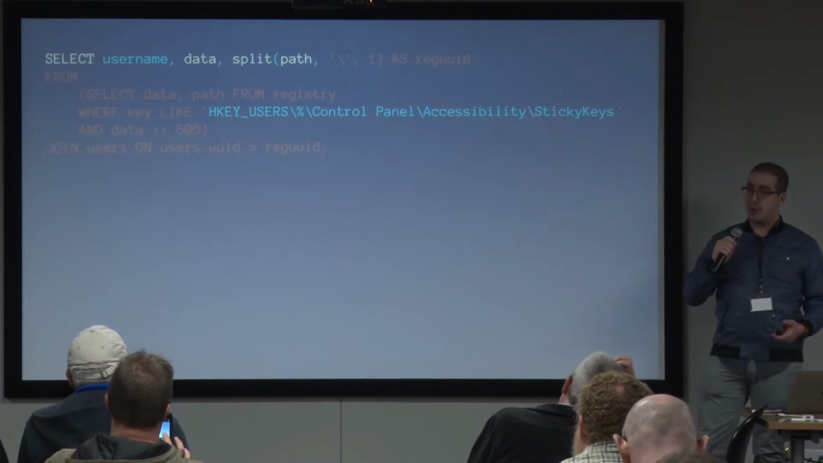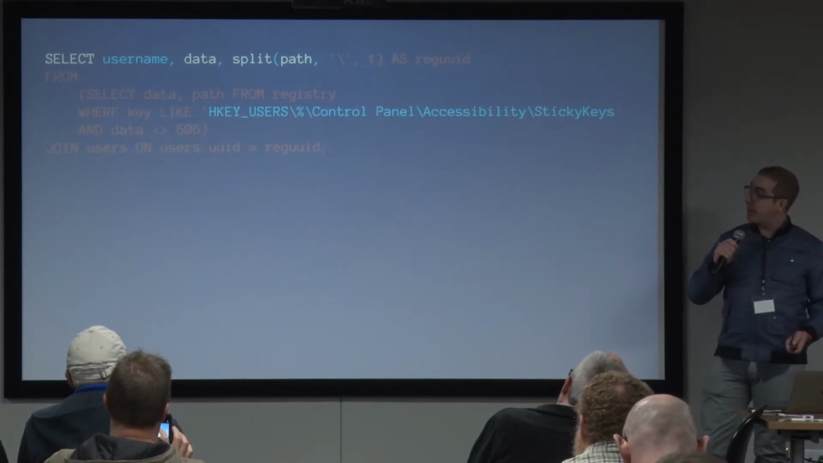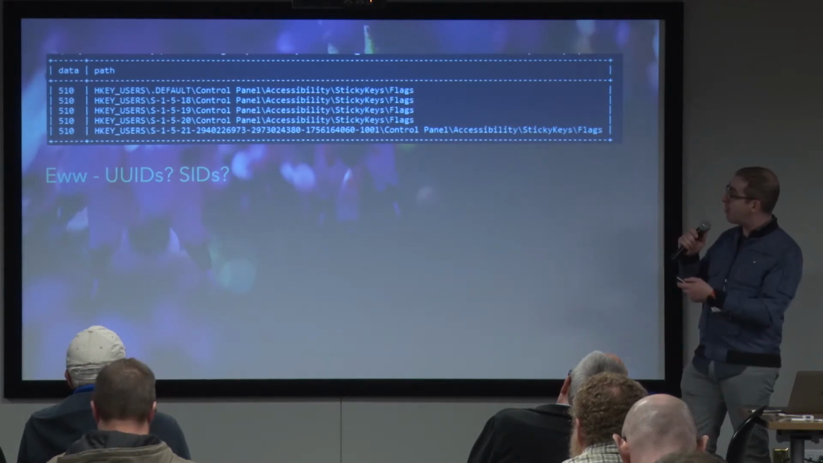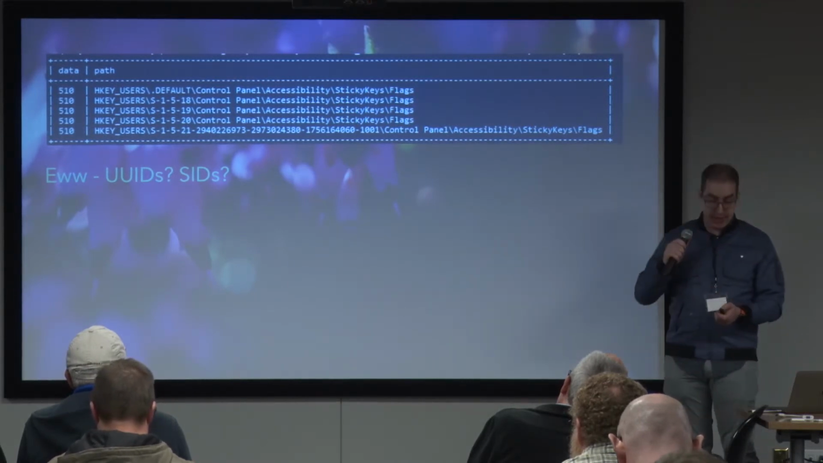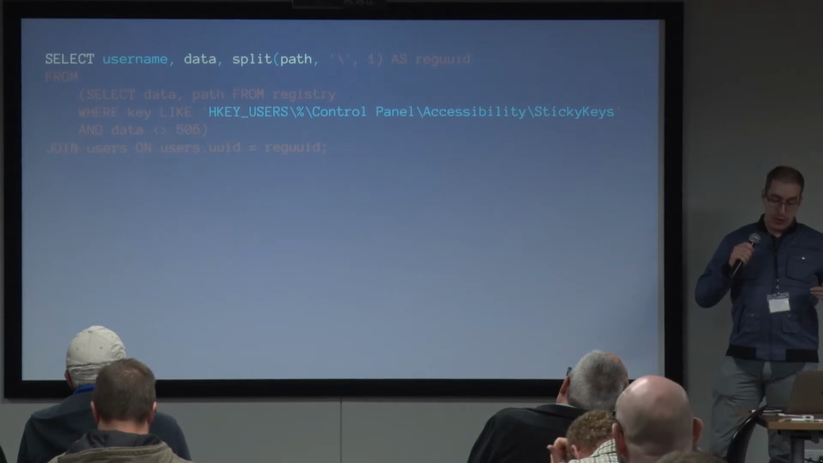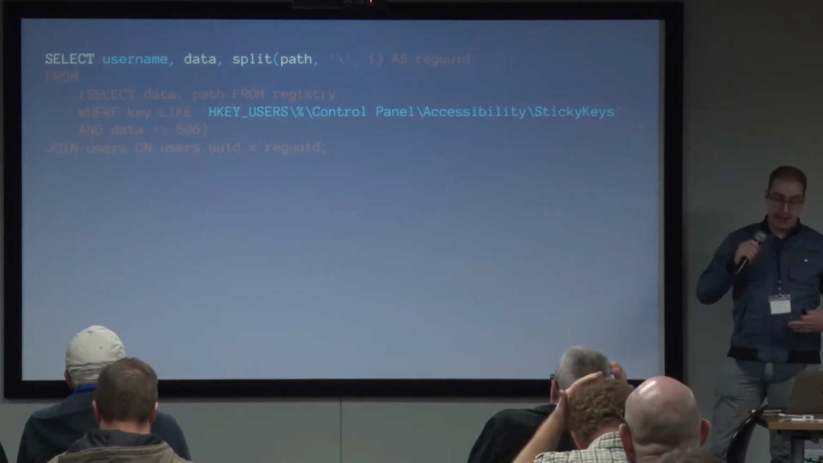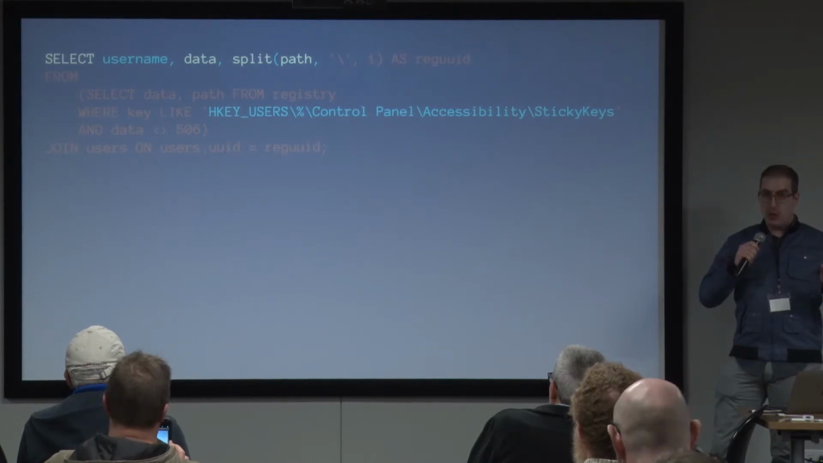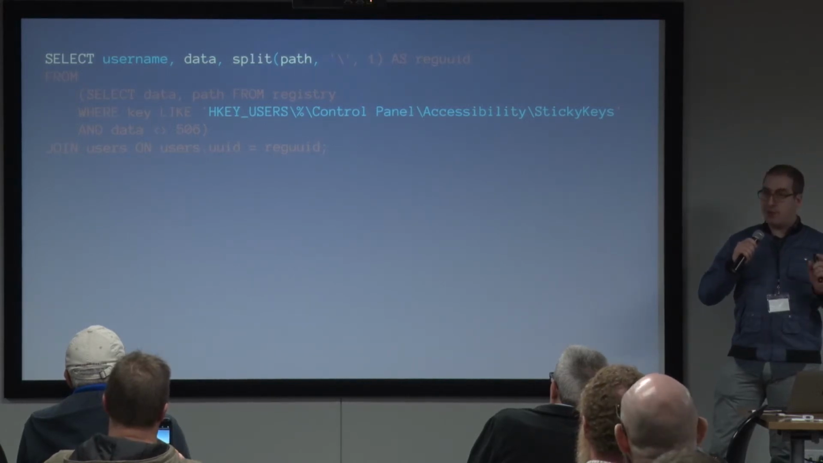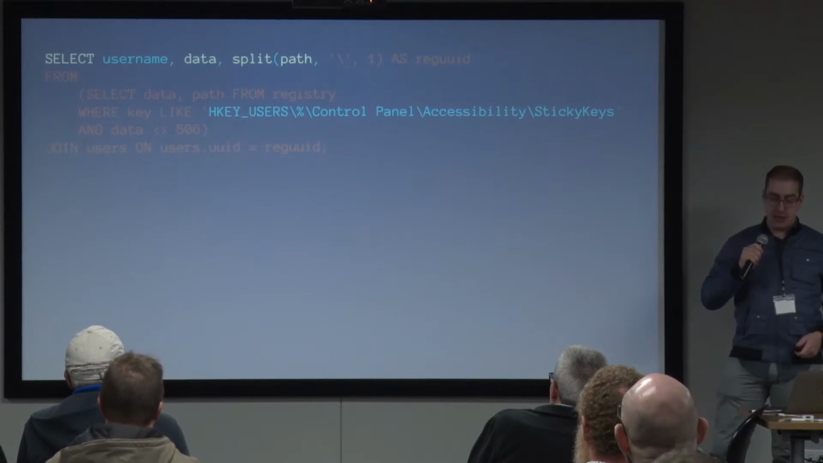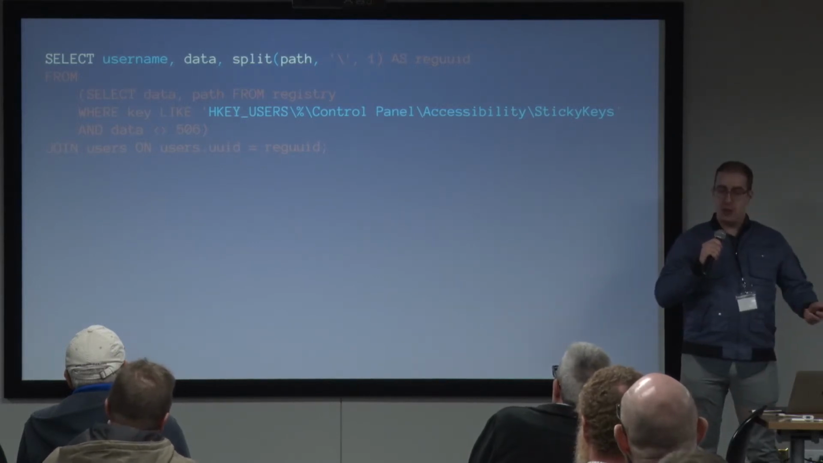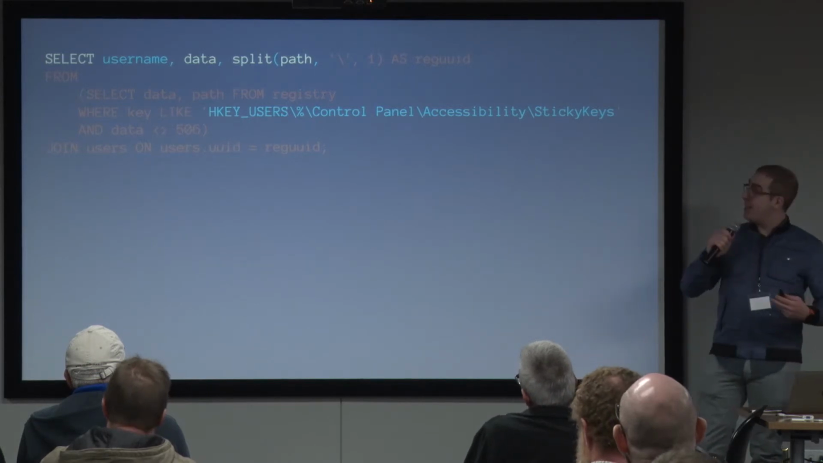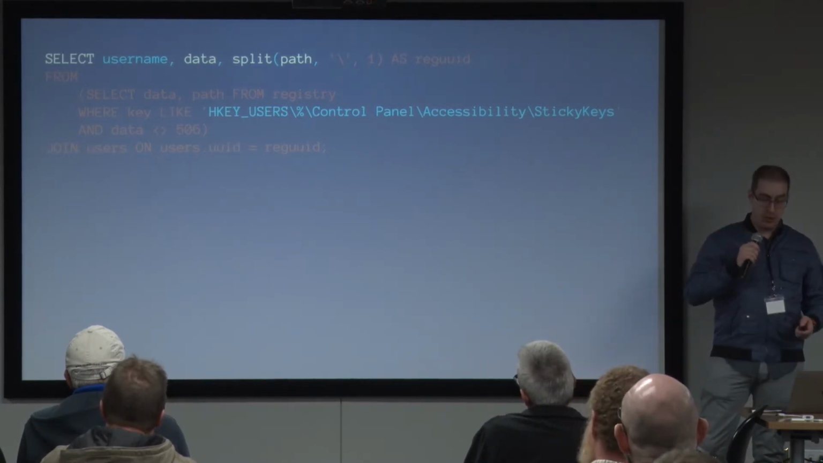So it's Windows, so there's backslashes everywhere, right? If we go back to the previous one, what we really want is what's after the first backslash and before the second backslash. That's it. So I'm going to select my username, I'm going to select my data, and then I'm going to split the path column where there's a backslash, and I want the first value after the first backslash, and I'm going to call that column reg UUID for registry UUID. From a subquery, which is the query I was showing before.